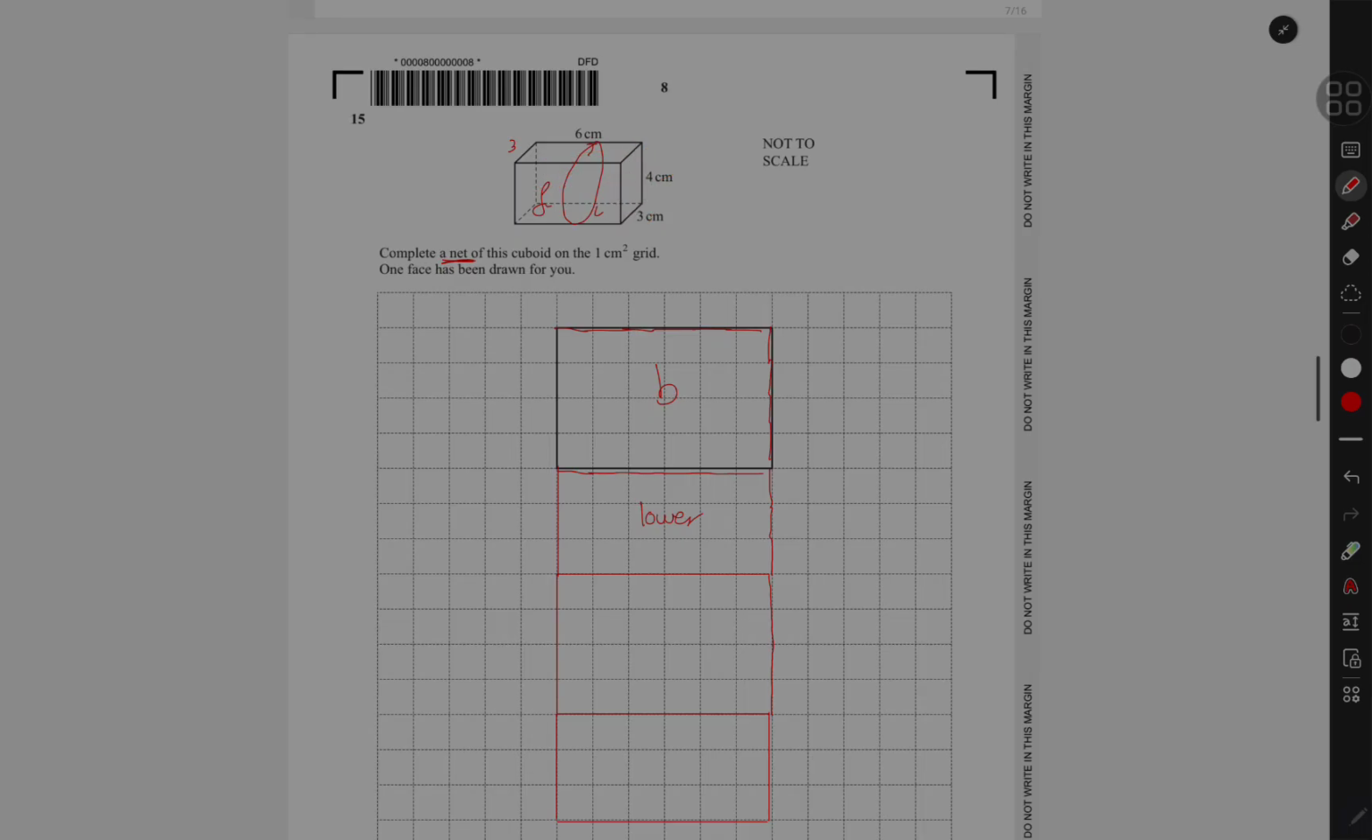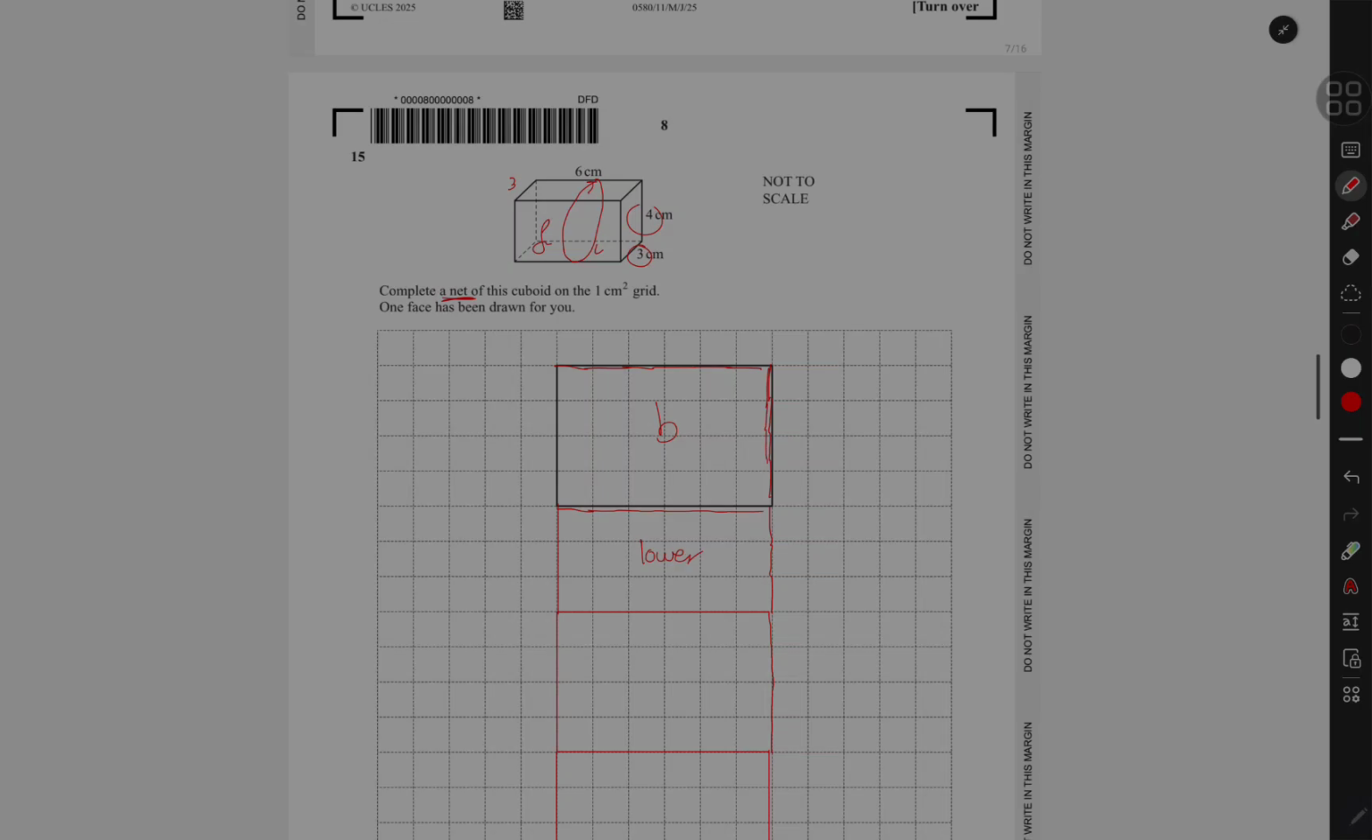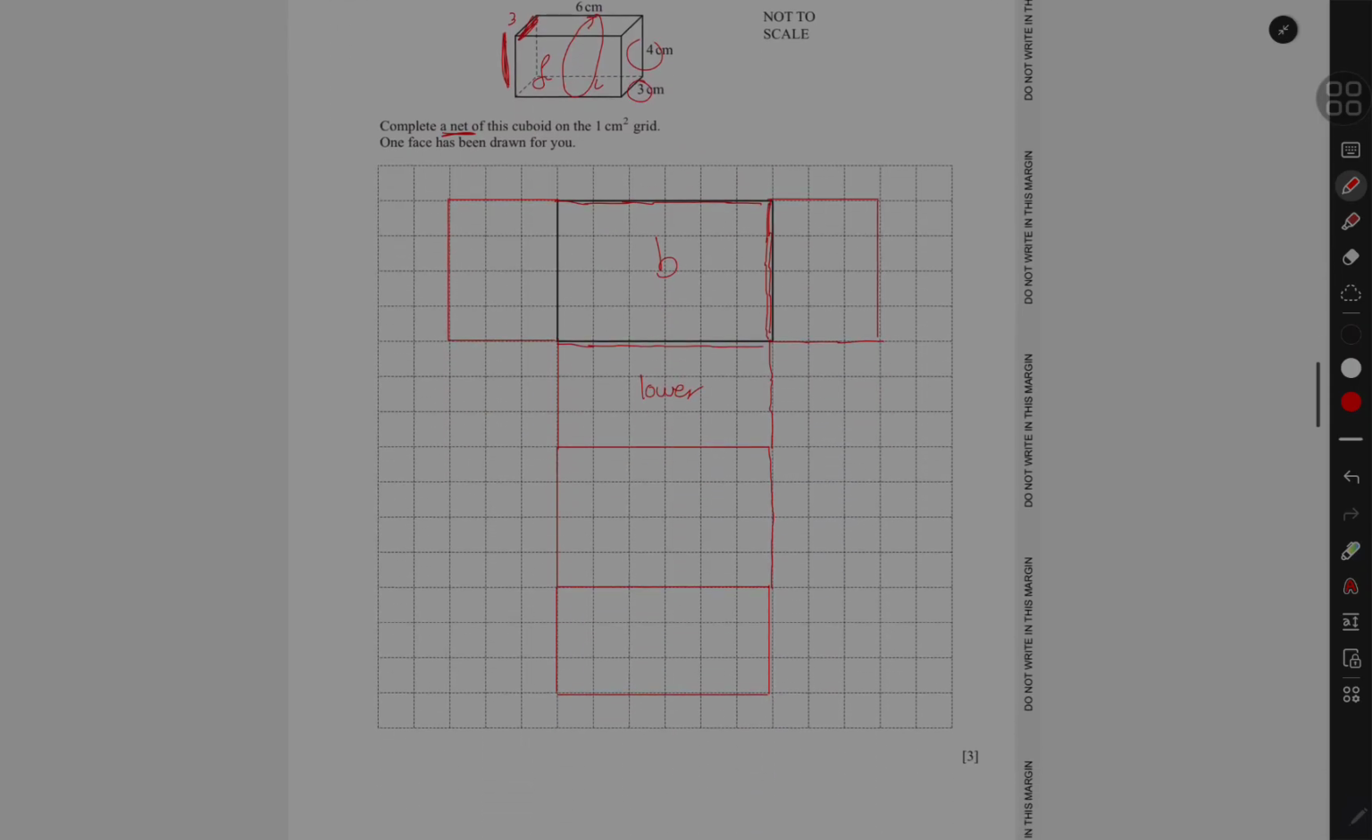So the side face is 4 times 3. So this is 1, 2, 3, 4 times 1, 2, 3. I can do it like this. I can do it like this. Same here. This side also is 3 by 4 centimeters. So 1, 2, 3, 4. And 1, 2, 3. And that is how you do it.